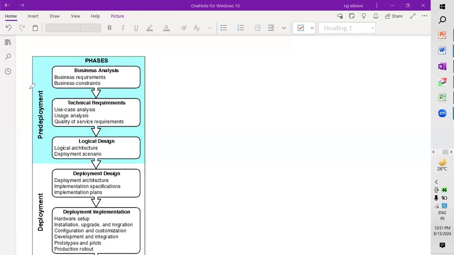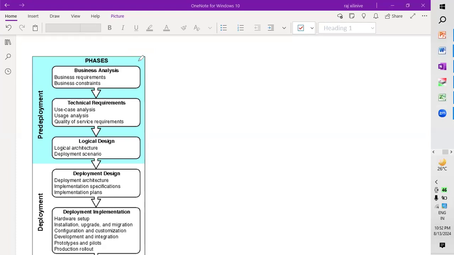Now, the first one, pre-deployment. When we develop any kind of application in the context of the solution, being a solution architect, once the solution is developed, there is a deployment phase which we normally perform. Before we get into the deployment, there is a phase called pre-deployment. In this pre-deployment, the major element is the business requirements, followed by the constraints. This is the first one which we normally take into consideration.